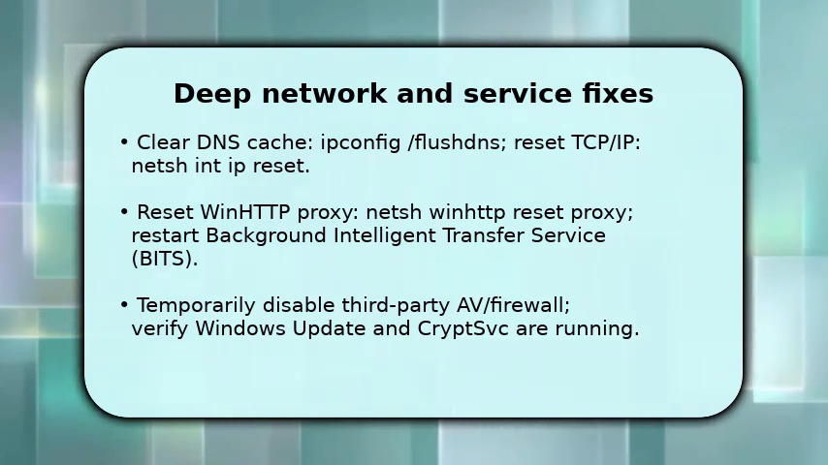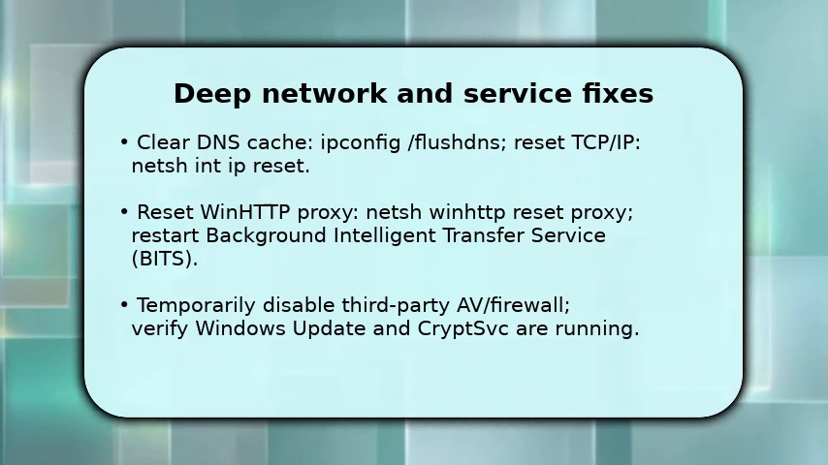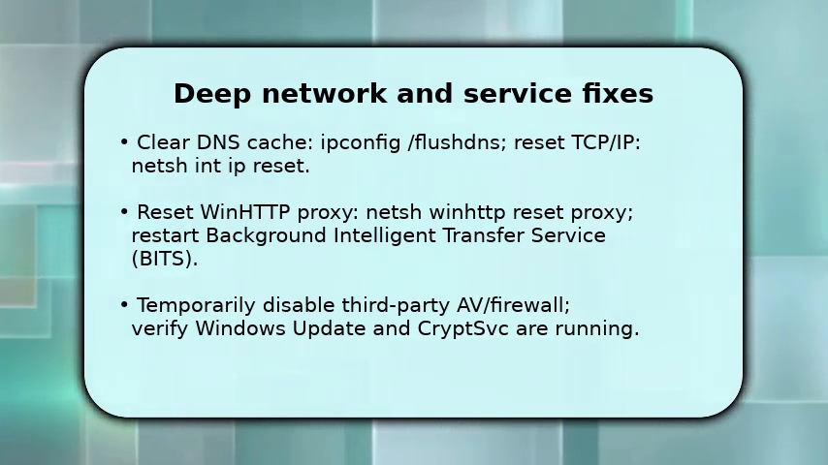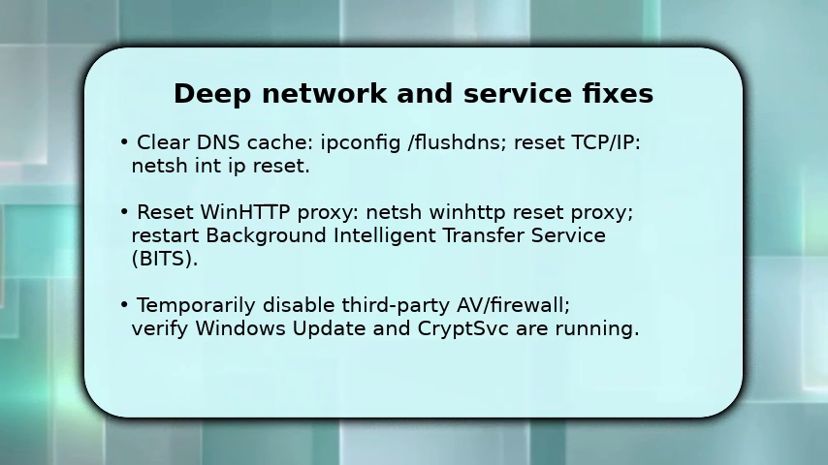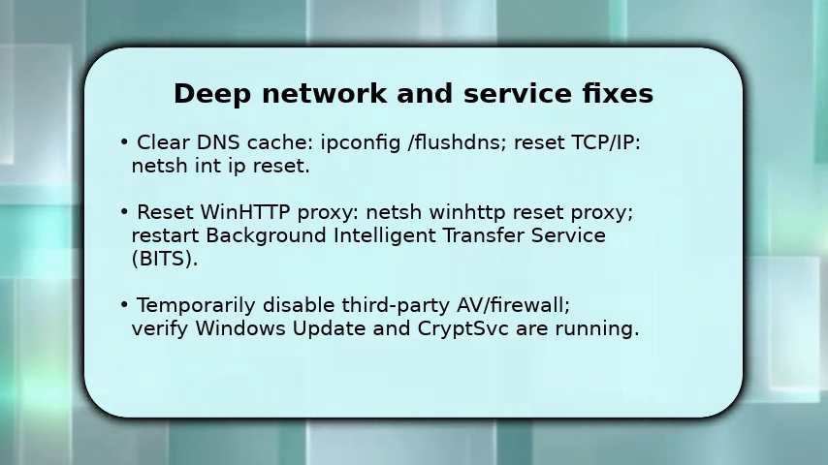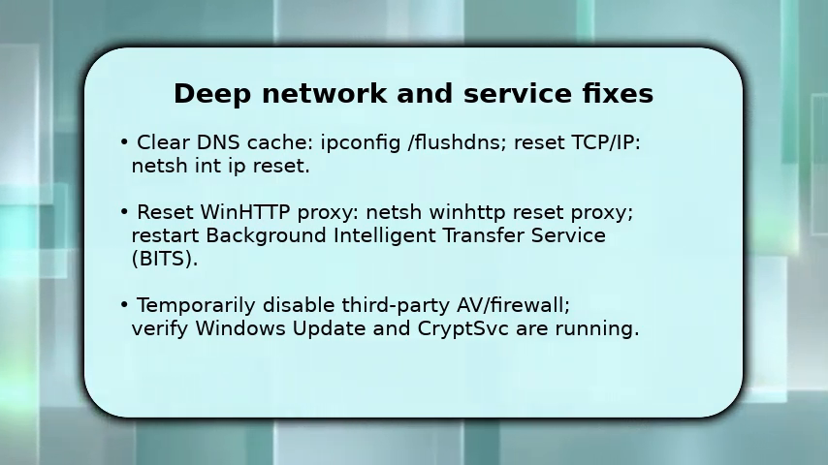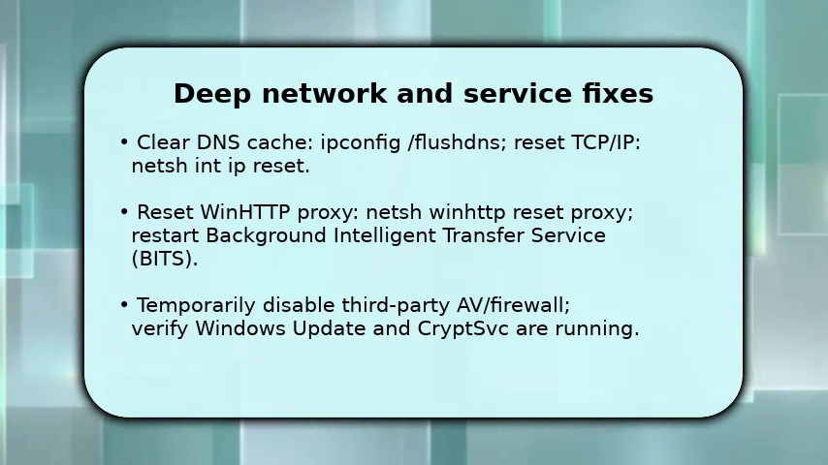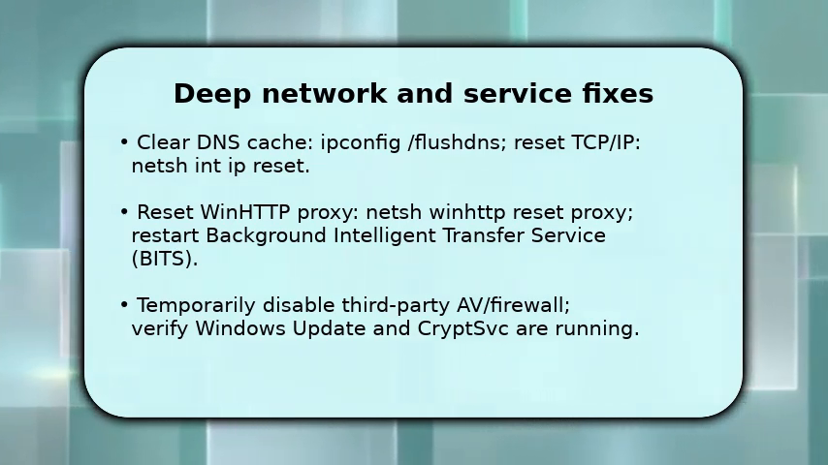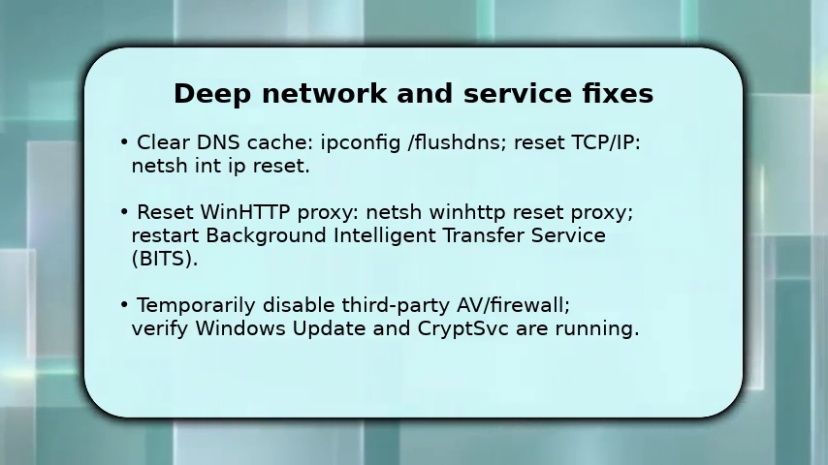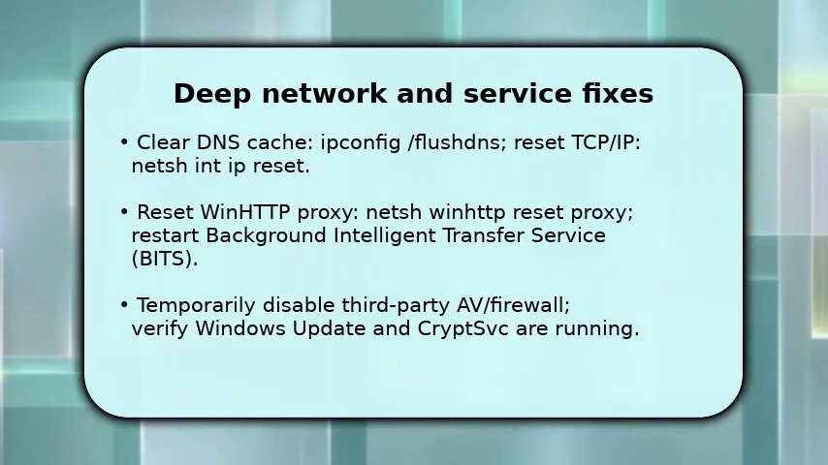Open an elevated command prompt and run ipconfig /flushdns and netsh int ip reset to clear cached routing and name data. Then reset WinHTTP proxy with netsh winhttp reset proxy so Windows services use direct connections. Restart BITS and make sure Cryptographic Services are running because the tool validates certificates.